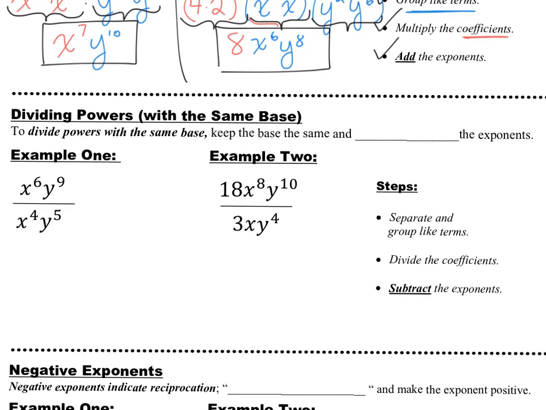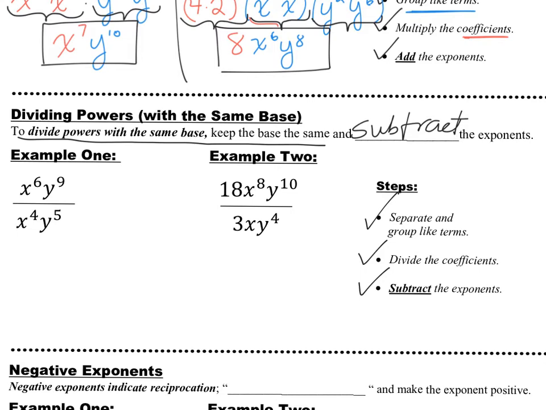Next we have dividing powers at the same base. So remember, keep in mind when you divide powers at the same base, you keep the base the same, but we subtract the exponents. So in our first example, I want to start by separating and grouping the like terms. Then I'm going to divide the coefficients and then subtract the exponents. So first thing I'm going to do is separate and group the like terms.